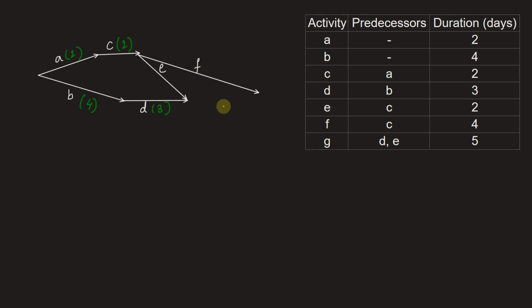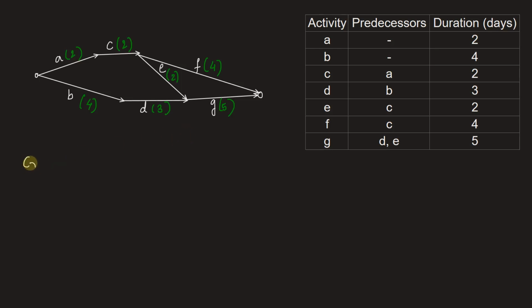G has predecessors D and E. So we can draw activity G from here. The start point of G is the end point of both D and E. This is G. Let's write the durations of all of these. Activity E has the duration of 2 days, F 4 days, and G has a duration of 5 days. This is the start point and this is the end node. Now that we have this, we can find out the critical path and the critical duration of the project.